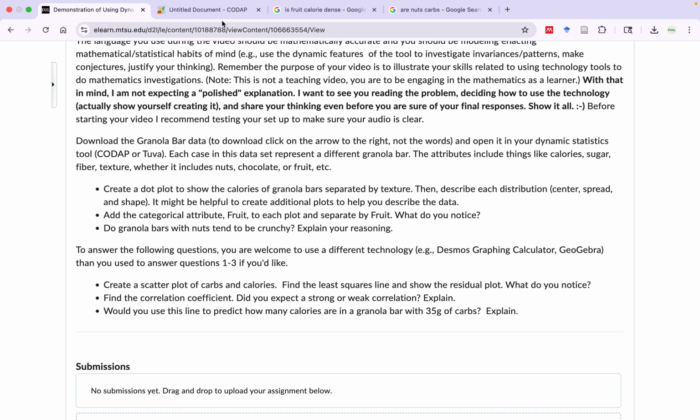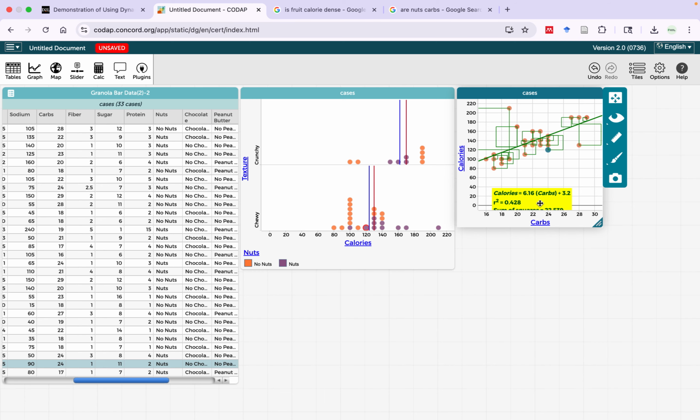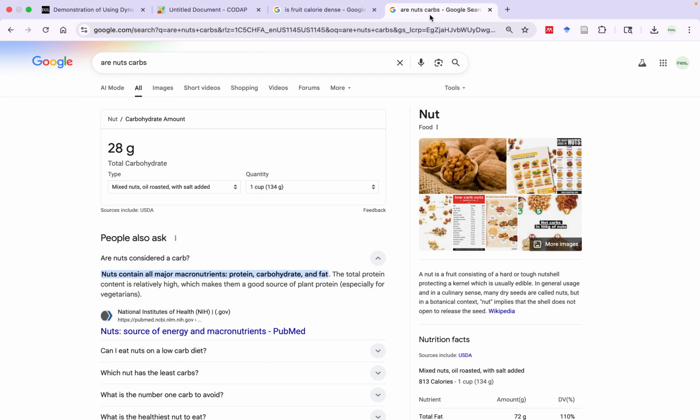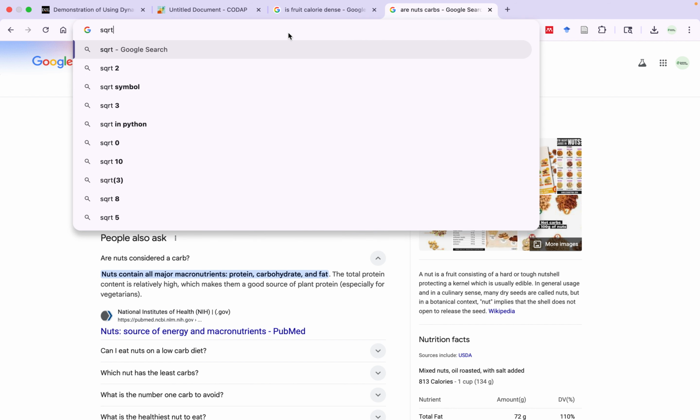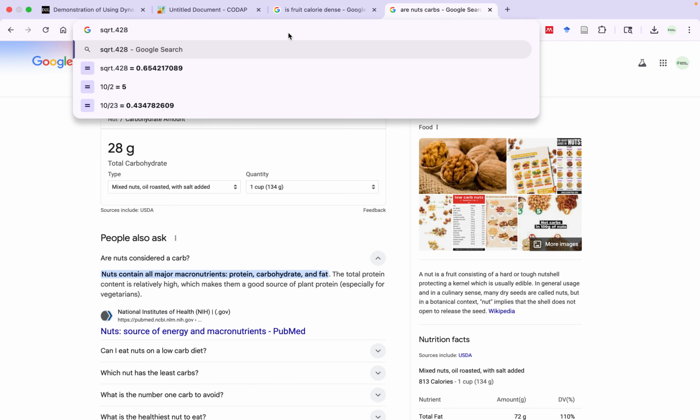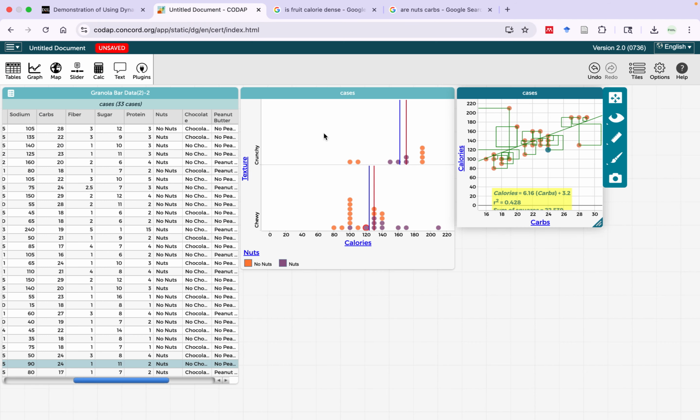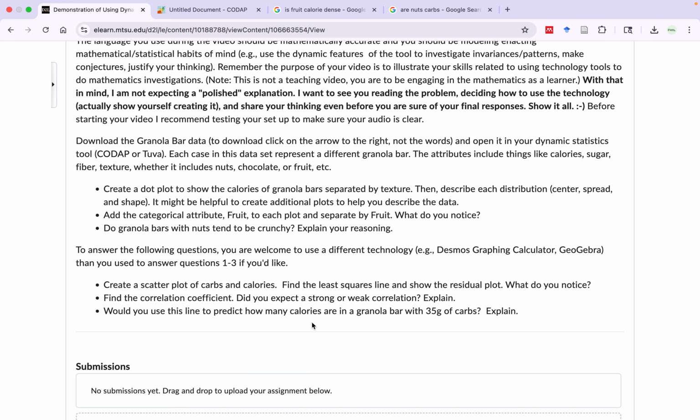Find a correlation coefficient. I feel like it's going to be strong. What's the square root of 0.428? 0.65. That's strong enough. That makes sense. Yes, I did expect that, because carbs have a lot of calories.